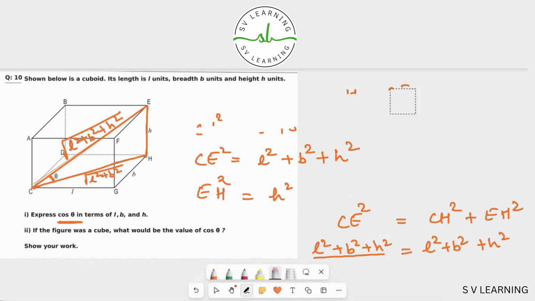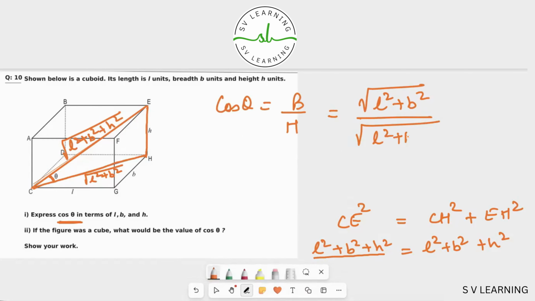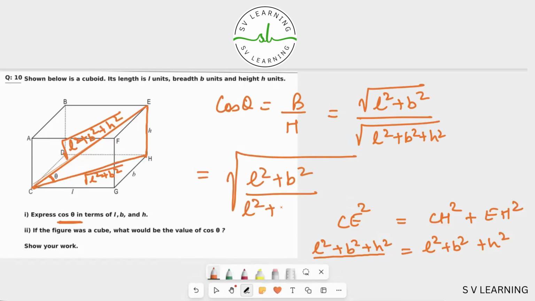So now since we have to find, cos theta is nothing but base upon hypotenuse or adjacent upon hypotenuse, which can be written as under root of L square plus B square by under root of L square plus B square plus H square. Or we can take a common under root and write L square plus B square by L square plus B square plus H square.